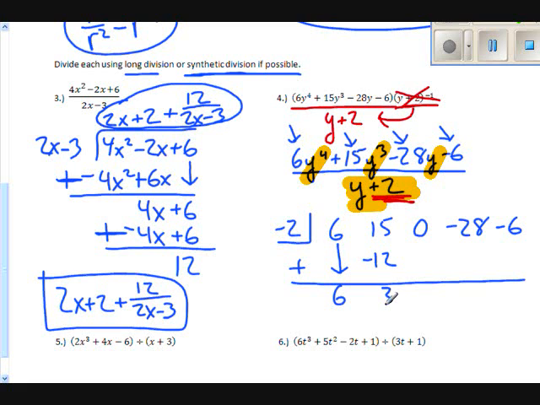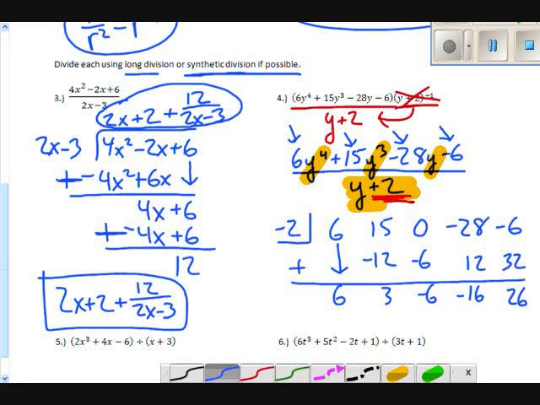And now I multiply. Negative 2 times 3 is a negative 6. I add straight down, which gives me a negative 6. Then I multiply. Negative 2 times negative 6, which is a positive 12. And then I add straight down, which is going to give me a negative 16. And then I multiply. Negative 2 times negative 16 is a positive 32. And then I add straight down. And when I add those, it's going to give me a positive, that was a close one, a positive 26.